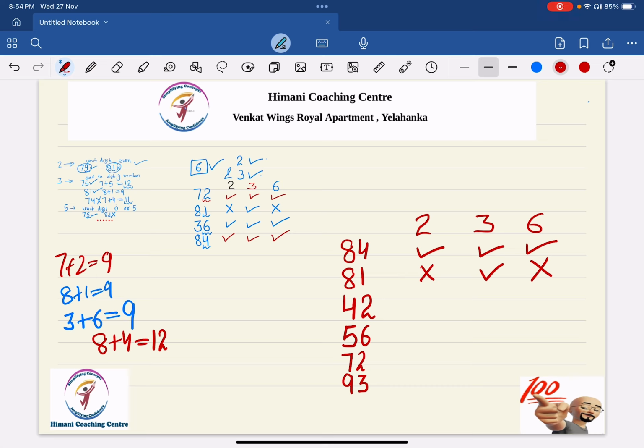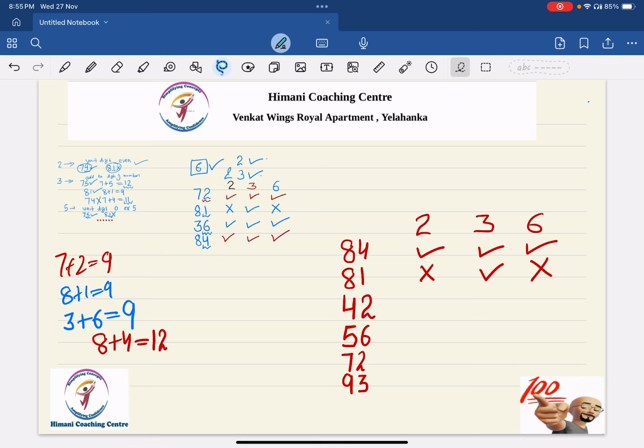Okay, and advice to parents who are helping the kids with the video: you can pause the video and ask your kid to solve this and check the answer.